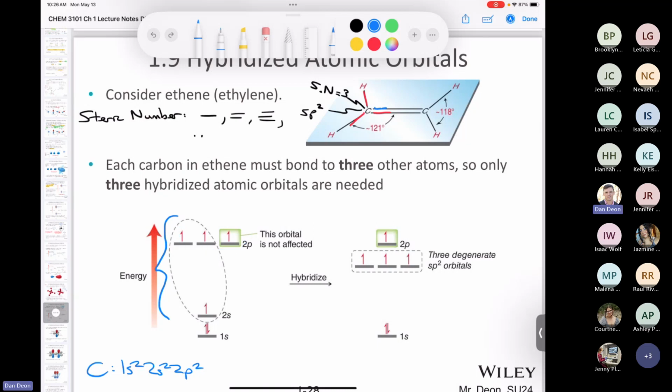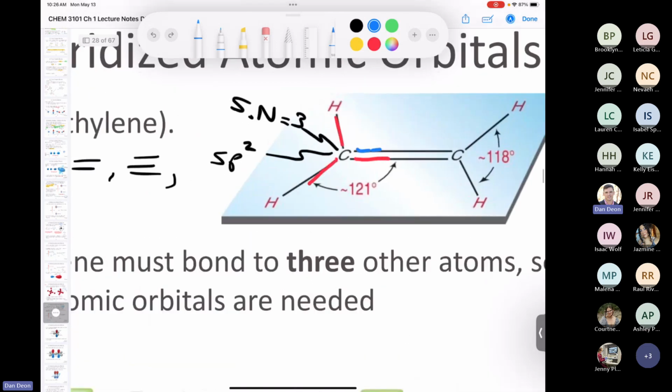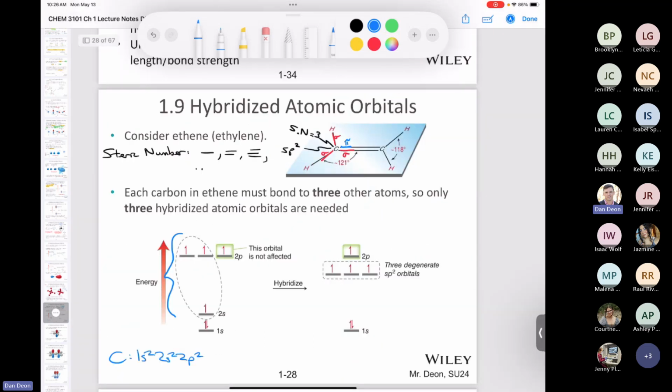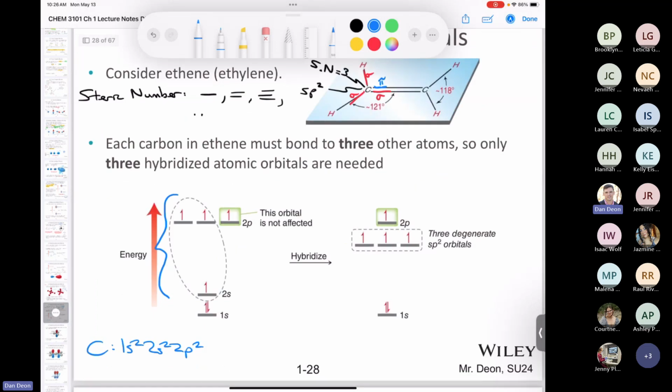Now you've got 4 unpaired electrons, but we need 3 sigma bonds and 1 pi bond, right? We're trying to make this carbon. It's got 1, 2, 3 sigmas and 1 pi. So what we're going to do, you see the dashed circle here, or the dashed oval? We're hybridizing 3 orbitals to make 3 degenerate sp2 orbitals. Why are they called sp2? Because they're made from 2 p orbitals and 1 s orbital. So we get 3 sp2, and then we have 1 2p orbital left over.